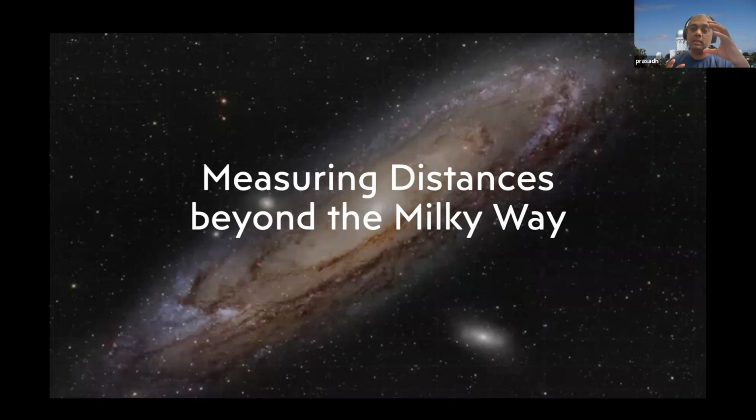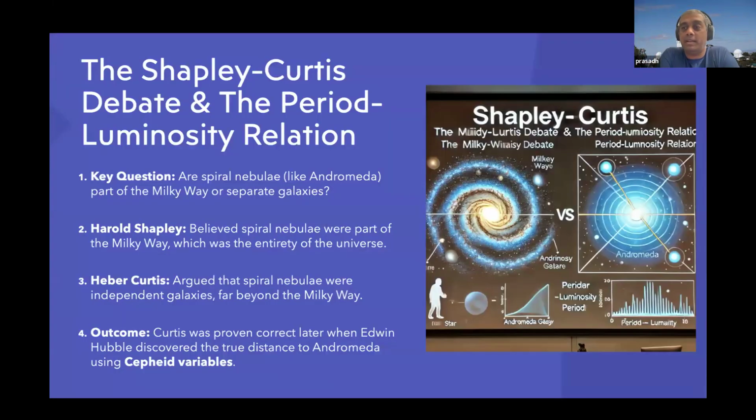Now there is an interesting story behind measuring distances beyond the Milky Way, because this all started with a debate called the Shapley and Curtis debate. And this debate is all about, actually, in the 1910s, early 20th century, this is more than 100 years ago. They actually detected an object called a nebula, because nobody knew about galaxies beyond our Milky Way at that time. But they have a problem with this.